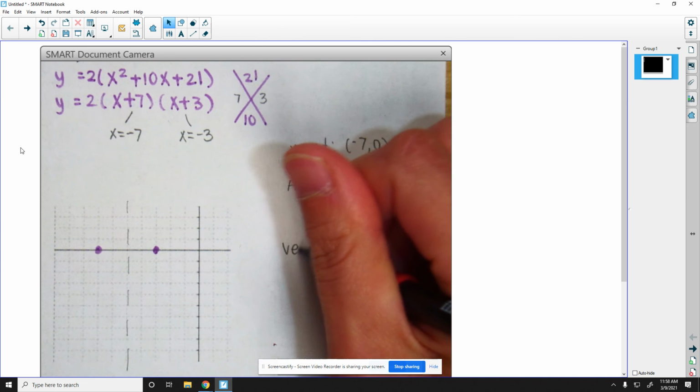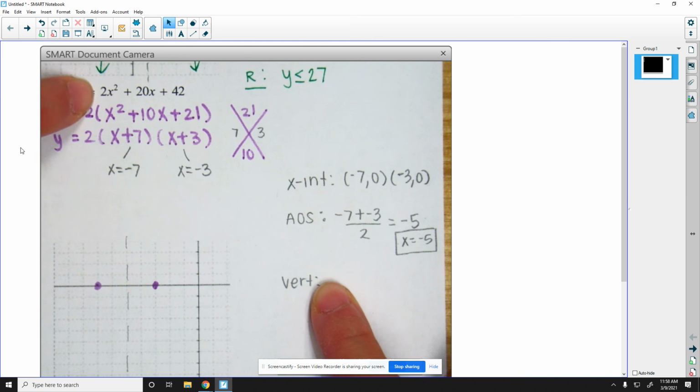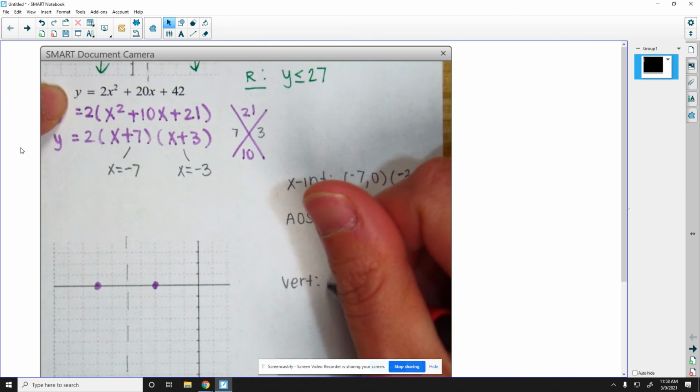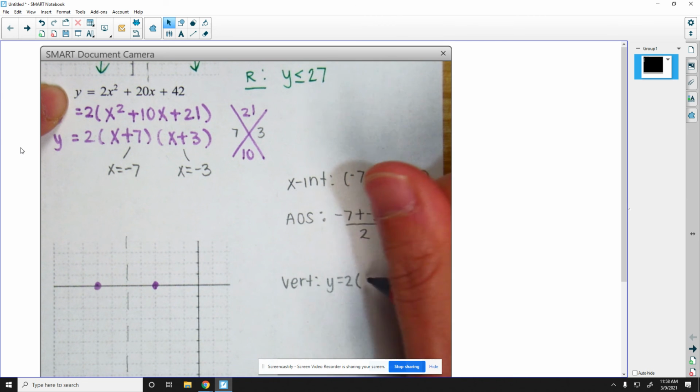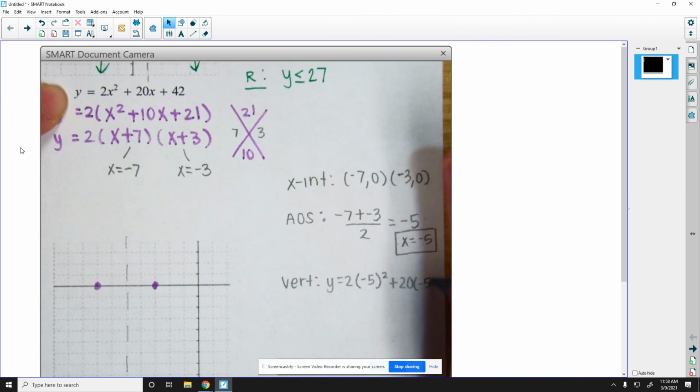My vertex, there's no way I can look at it and see it. So for the vertex, remember, you plug it back into your original problem. So y equals 2 parentheses, because if you don't do parentheses this time, it's going to give you the wrong answer.